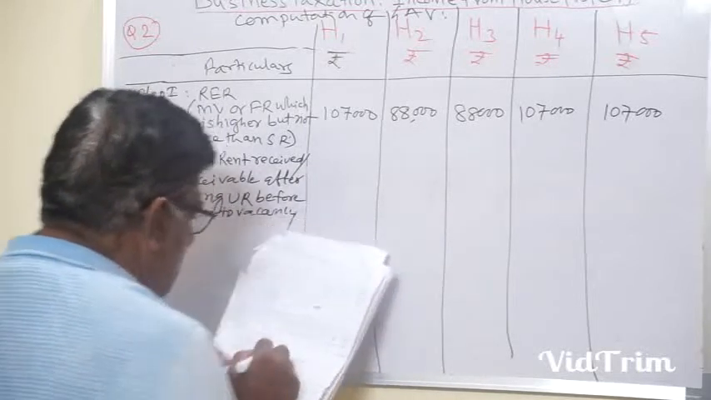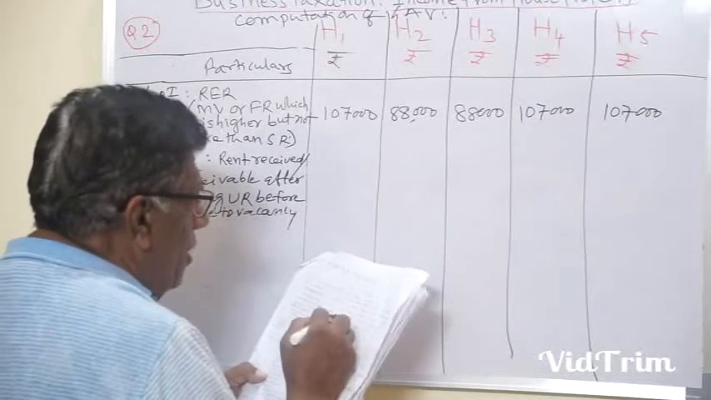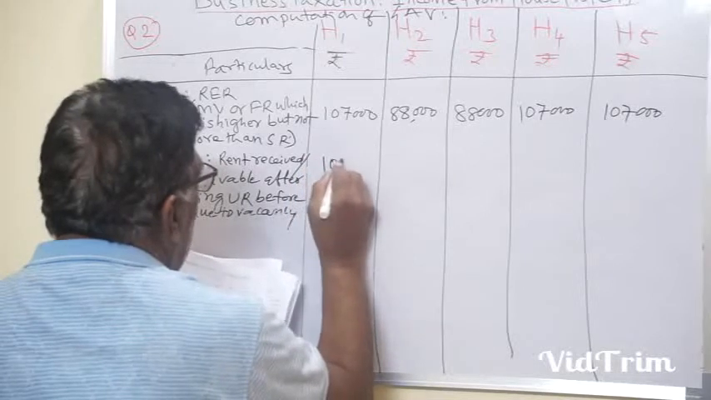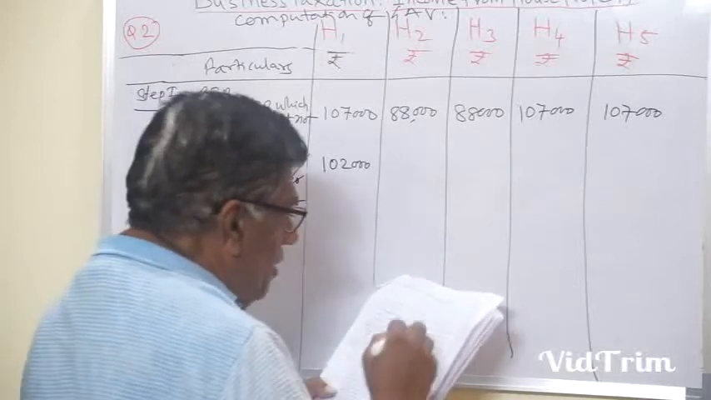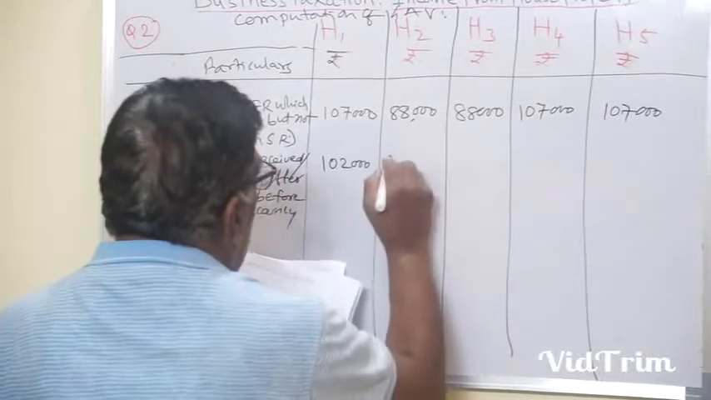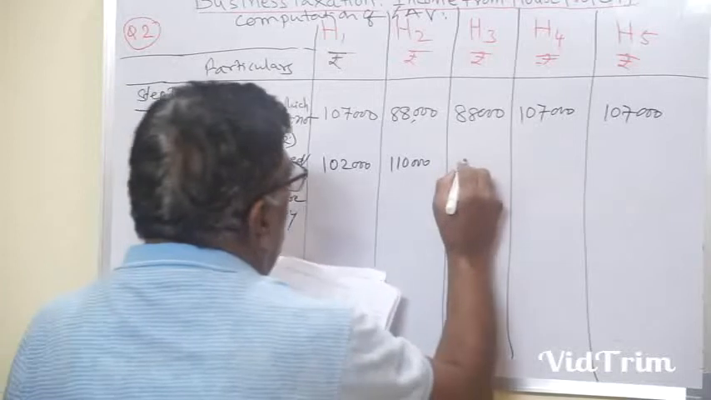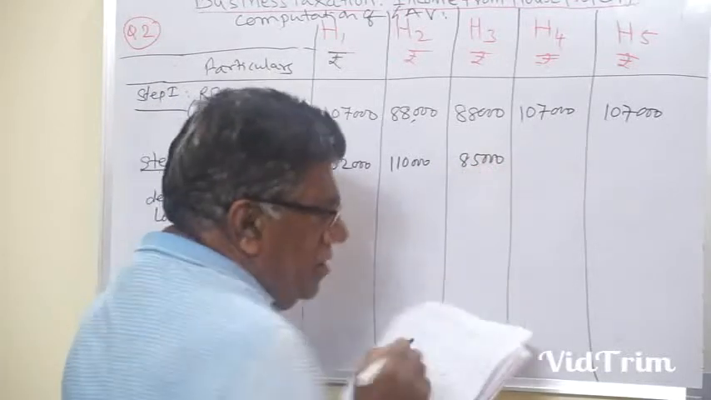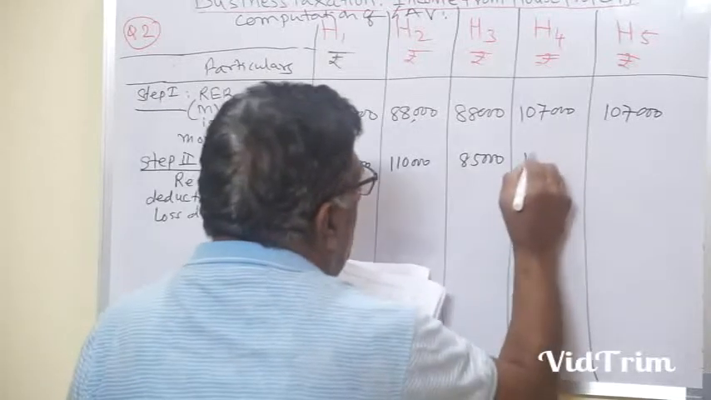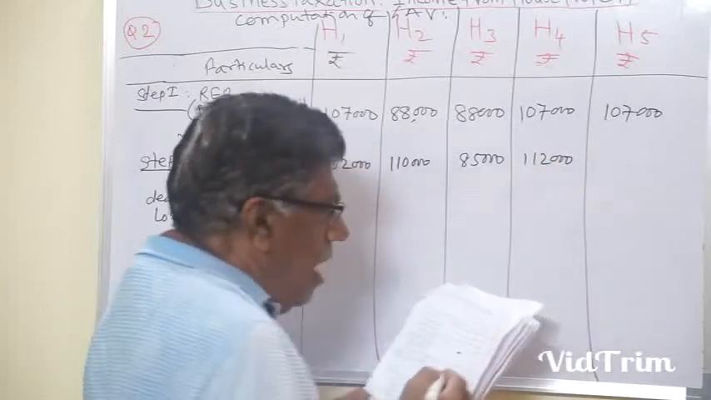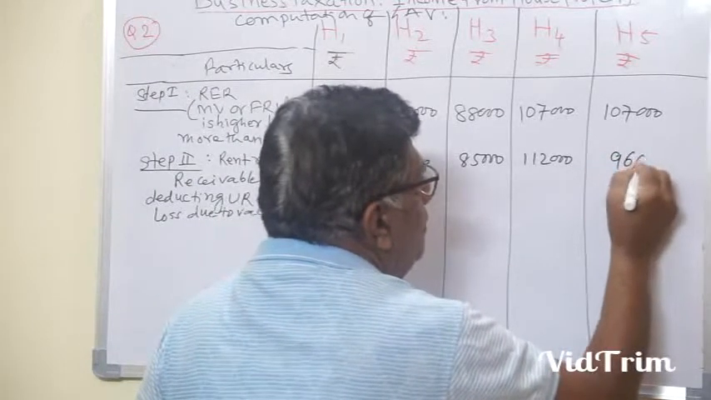See here, actual rent 1,03,000 minus 1,000 means 1,02,000 we have to take. In the same manner, 1,12,000 minus 2,000 is 1,10,000. Then 86,000 minus 1,000 is 85,000. Then next is 1,14,000 minus 2,000, 1,12,000. And the last one, 97,000 minus 1,000, comes to 96,000.